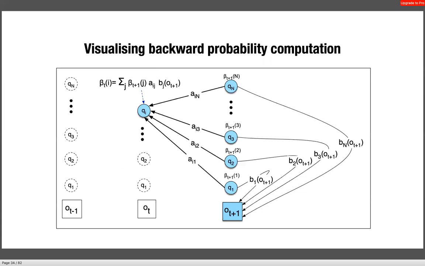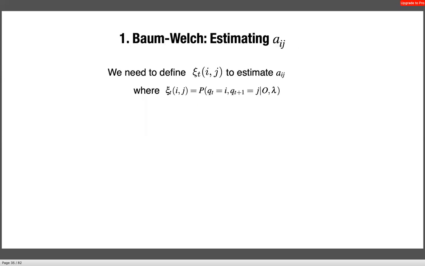So here's a visualization. You're trying to compute beta sub t of i, and in order to compute beta sub t of i, you need access to all the beta sub t plus 1s for every state in the next time step. This is what I meant by saying that in this trellis, you're going to be computing from right to left, starting from the end of the observation sequence all the way to the beginning.